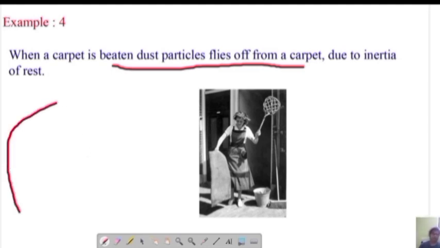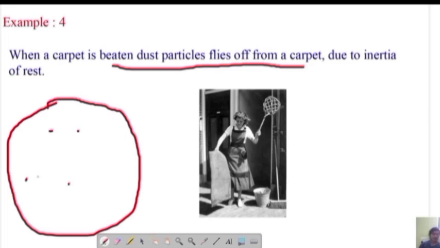Okay, just take here, this is a carpet. Here many dust particles will be there, so we are considering many dust particles here. You will be beating this carpet. So when you beat this carpet, the carpet will be shaken either front or back.